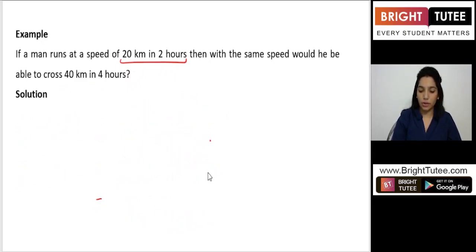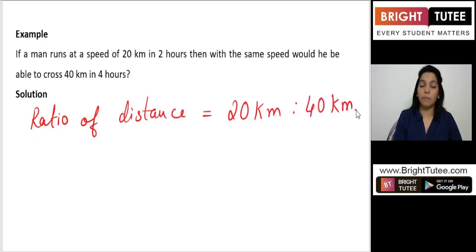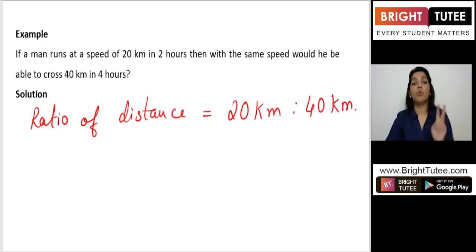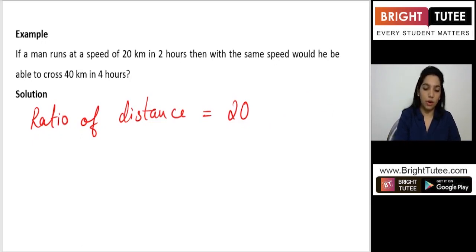And here now what we are going to do is we are going to use the method of ratios and proportions. Okay. Let us find the ratio of distance. Okay. The ratio of distance is 20 kilometers is to 40 kilometers. And if you remember, if we are working with ratios, we need to have both the units same. But when we are writing in ratios, we don't have to write the units with it. Okay. So we'll just write 20 to 40.